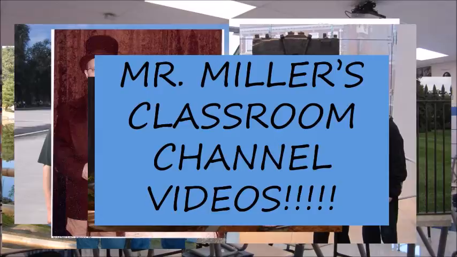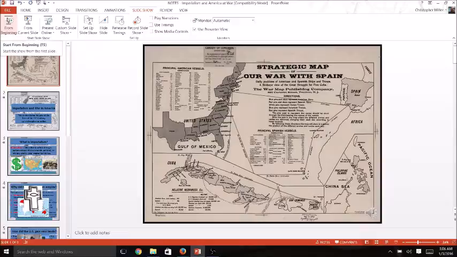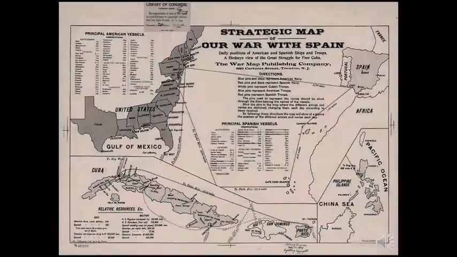Going to start our PowerPoint show as we usually do. And our background this time is a strategic map of our war with Spain. And that's, of course, the Spanish-American War of 1898. And here you can see the two main areas where we were involved, with the Philippines and Cuba.